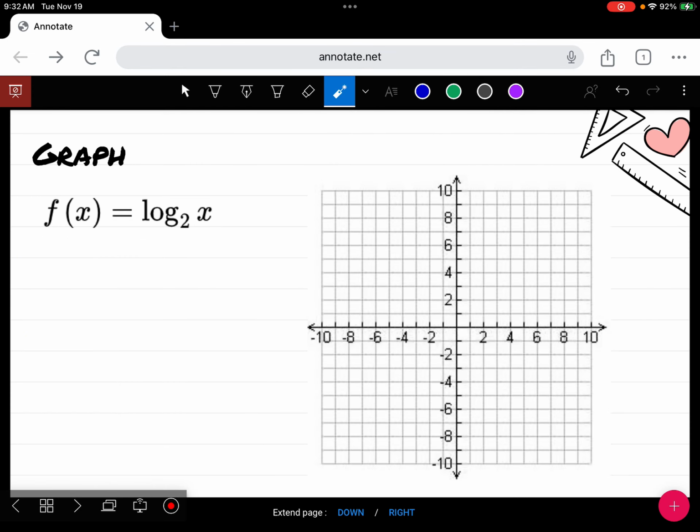All right, our last bit of this part is we are going to graph some logs. So I'm going to pass you guys some graphs. We're going to start with log base 2. And we're going to hopefully do 2 graphs, hopefully. We should be able to do 2.